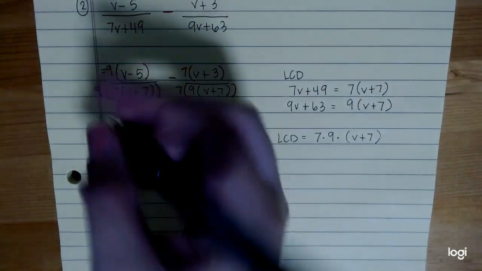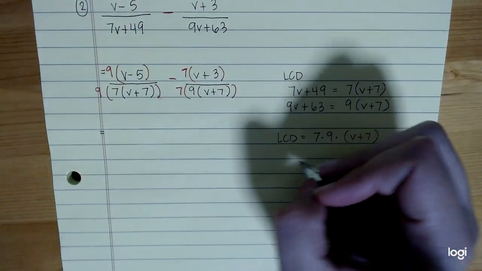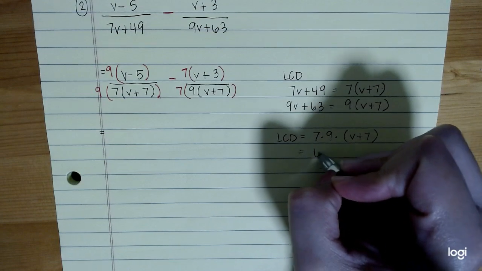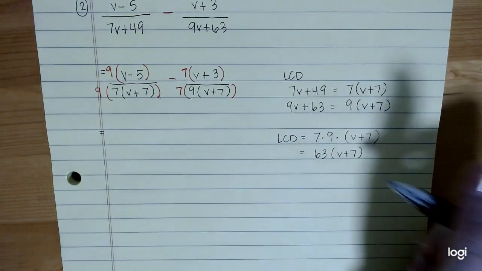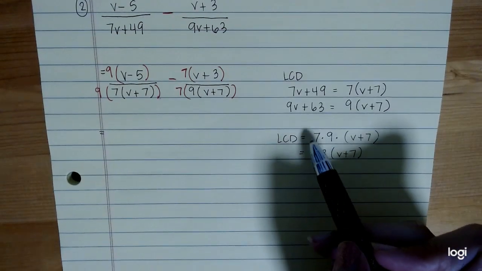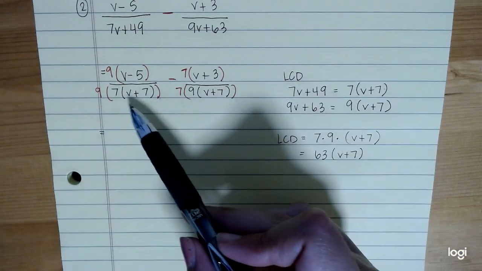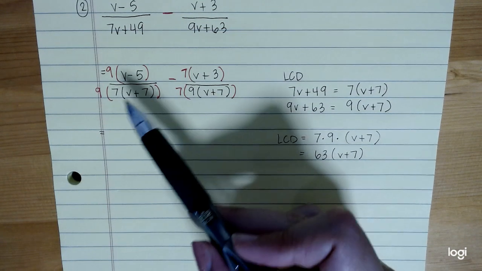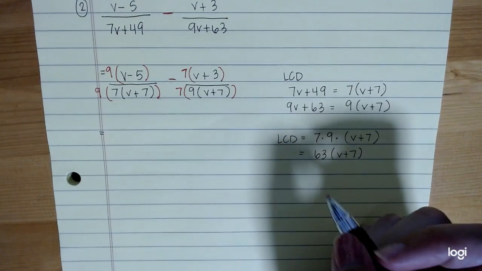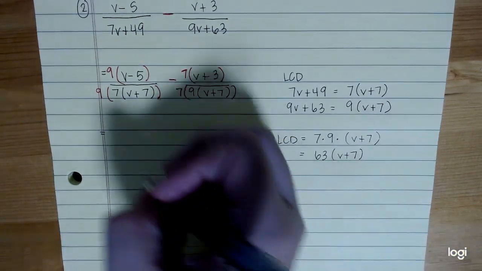And I will go ahead and clean that up just a little bit. Because if you notice, this 7 times 9 is really 63 times v plus 7. But I waited to clean it up because if we keep it like this, 7 times 9 times that v plus 7, it's really easy to see what factors are there already in the denominator and what factor or factors is missing. But we will clean it up to be that 63.